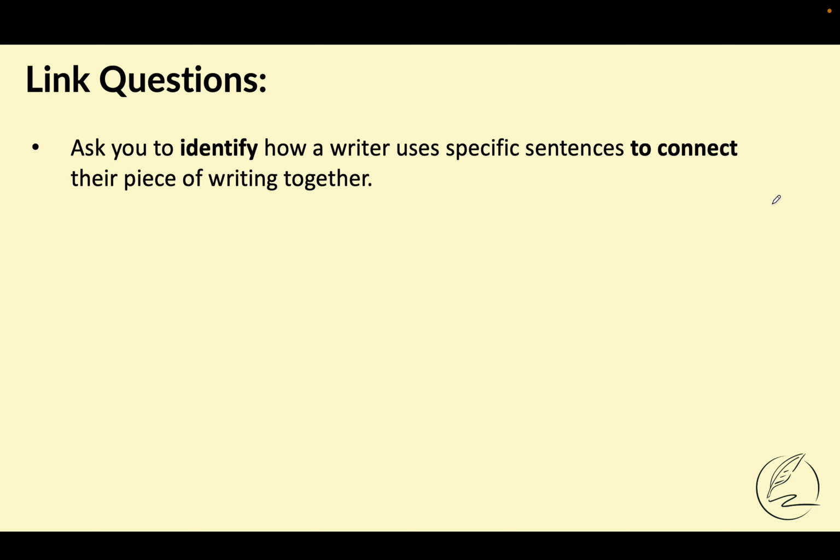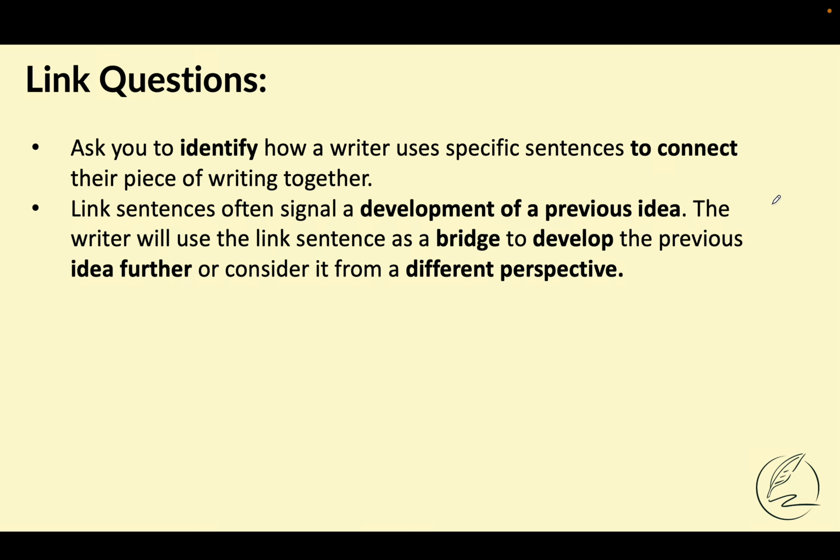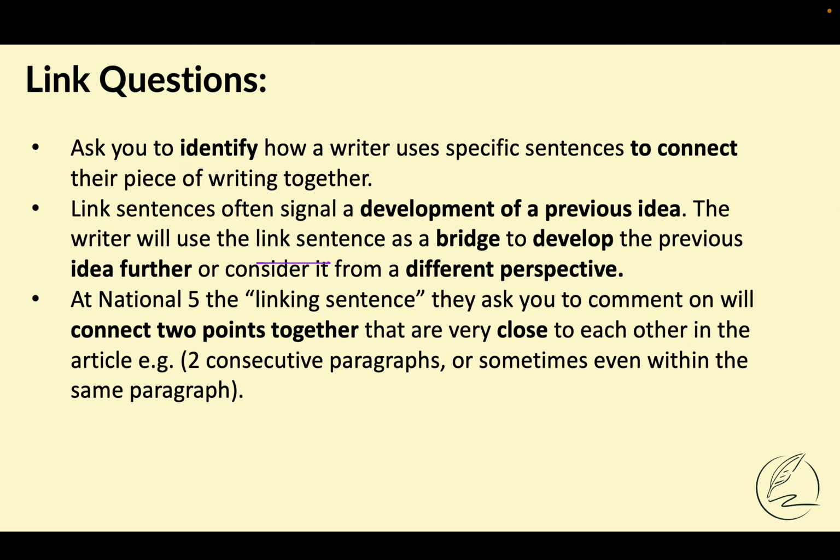So the questions essentially ask you to identify how a writer uses the specific link sentence to connect their piece of writing together. They often signal a development of a previous idea, and the writer uses this link sentence as a bridge to develop the previous idea or consider it from a different perspective. At National 5, the linking sentence they ask you to comment on will connect 2 points together that are very close, and that's important to remember, to each other in the article.